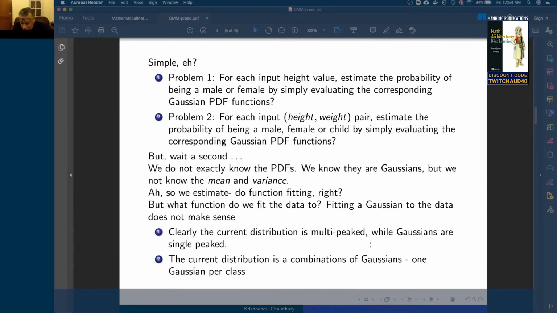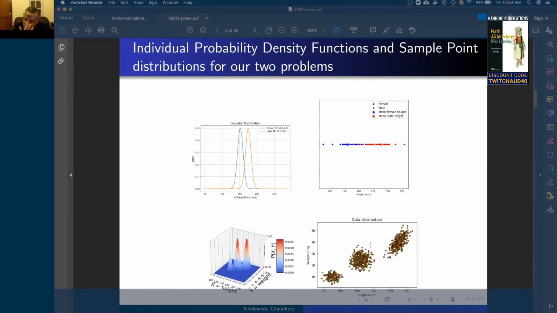So on face value, this looks like a simple problem. You might say, what's there to it? Given an input height value, I will just compute the probability. Let's say I have a height value here. I will go to the two density functions. I have the blue density function, and given the value for that.